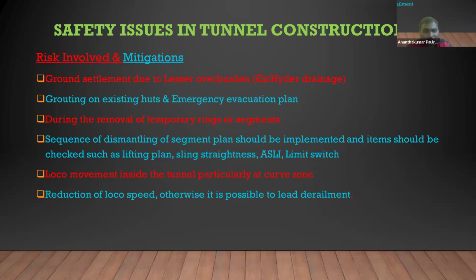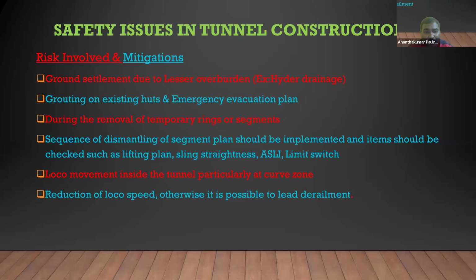I am telling you the case study. Actually, in Bangalore Metro, we used the bottom-up method because of the geological conditions. In Bangalore Metro, we faced mixed geological conditions, including hard rock. So in the hard rock, we cannot do the top-down method. Only the bottom-up method is possible, by doing drilling and blasting.